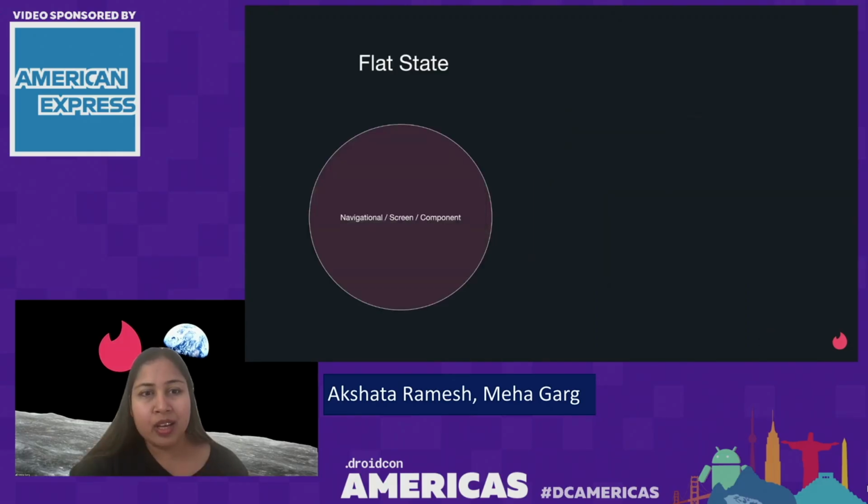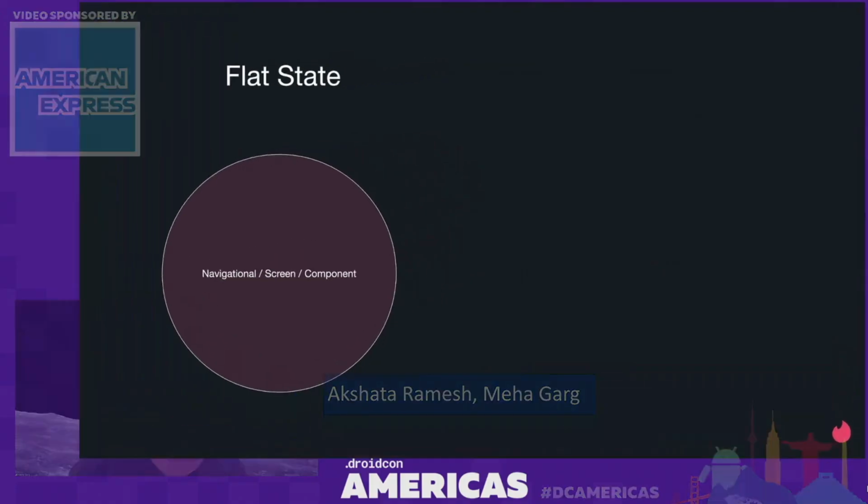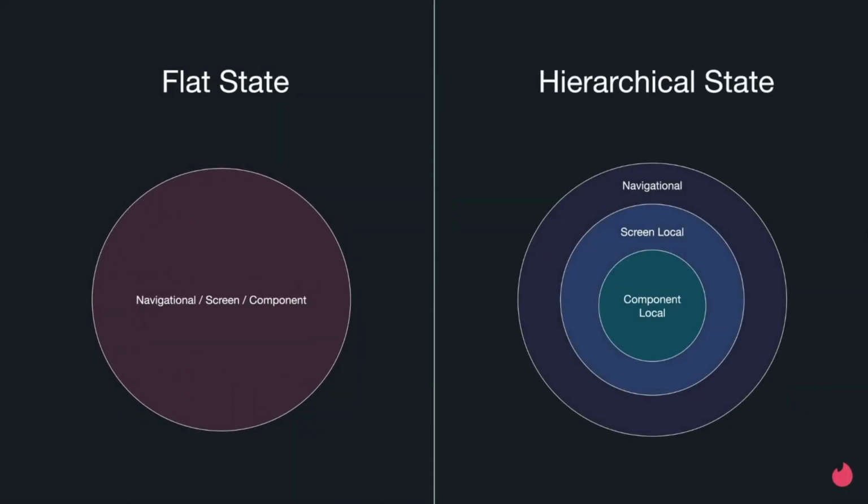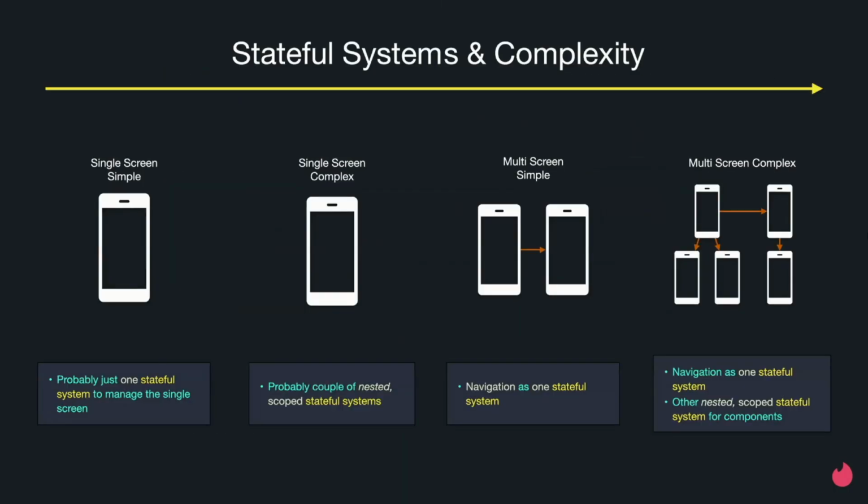For simple apps, one flat state system that handles navigation and screen state might be enough. But as complexity grows, we might see that the app begins to demand some sort of hierarchical approach to states. A single screen app might just need one stateful system to manage the single screen, whereas a complex app with many complex screens, like on the rightmost, might benefit from a hierarchy of state systems where navigational state is the outermost layer. How would we conceptualize that hierarchy?